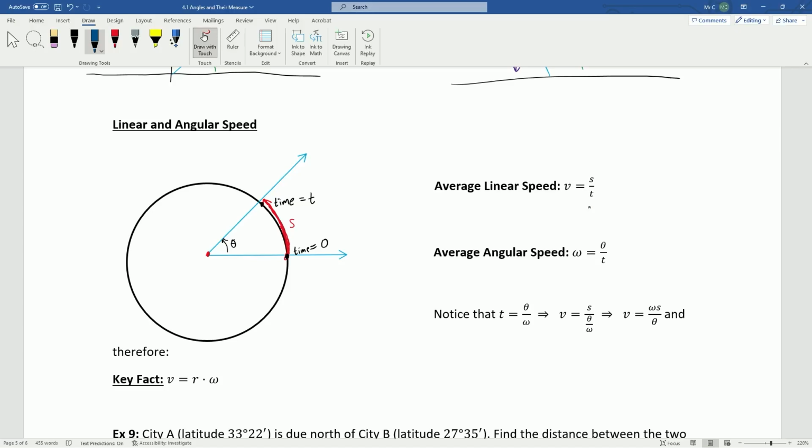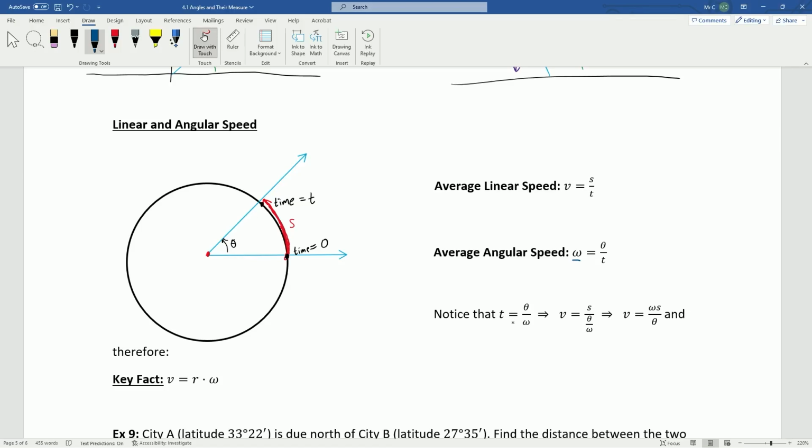That's average linear speed. Average angular speed, which we denote with this omega here, equals theta over t. That's just asking how big was the angle you rotated through divided by time? Distance divided by time, angle divided by time. So linear speed is distance divided by time, angular speed is the angle divided by time. Notice in both of these equations, what do we get? I get first t equals theta divided by omega, if I divide omega across and multiply the t across.